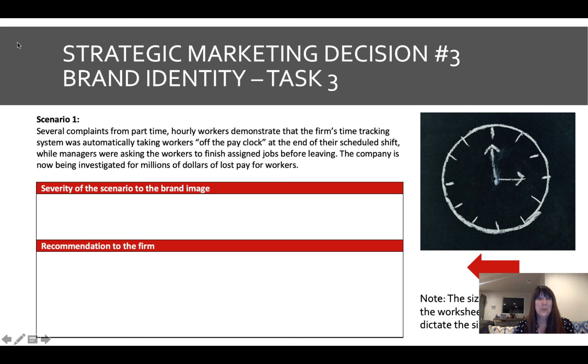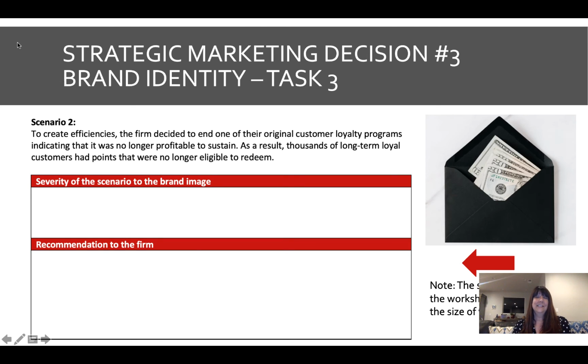What are you going to say to your employees, to the street, the investors? What happens if the news gets hold of this? So I want you to be able to describe how you're going to fix the problem. All right, so that's the first one.